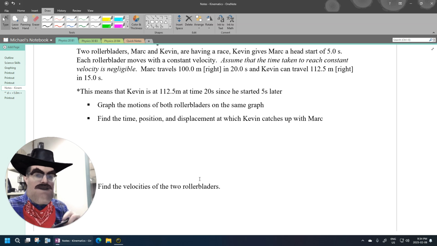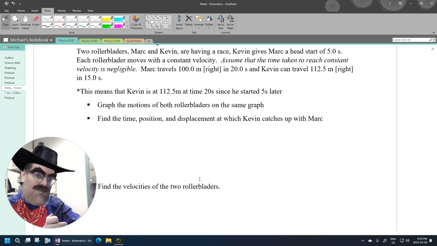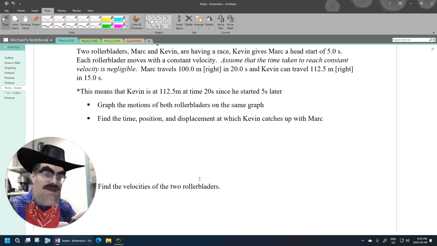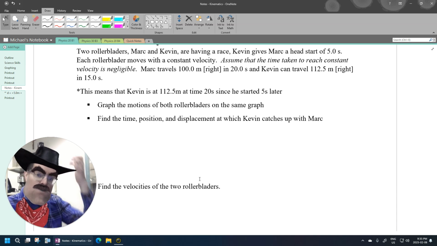So what this means, if you see what it says, because Kevin got the 5-second head start, at time 20, which is 15 seconds after he starts, Kevin will be at 112.5. Okay? So what we're going to do is we're going to graph this.